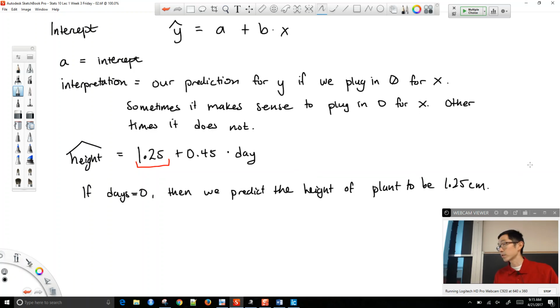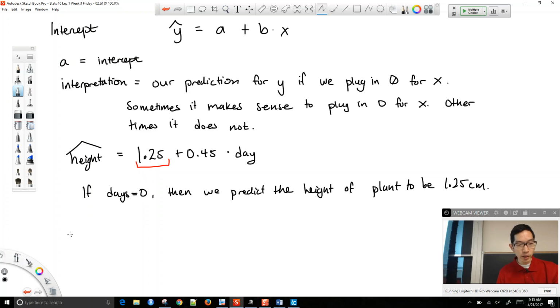Okay, and that makes sense, all right? If that just means when you first put in the little seedling or whatever it is, it's maybe 1.25 centimeters tall, and that's fine. That's our prediction for the height of the plant if the number of days since planting is 0.